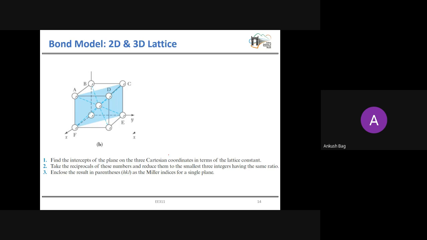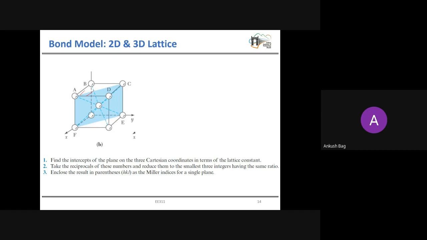Here is another interesting point. In a particular crystal there are different planes. What are the planes? Just consider, see here, this is a BCC lattice: like a simple cubic, but at the center you have one atom. Now if we consider, let's say, the ABCD plane, this top plane, how many atoms are there? 4 atoms are there.